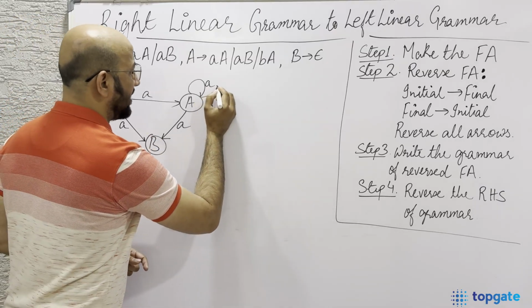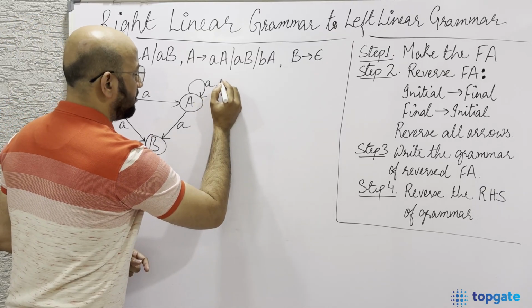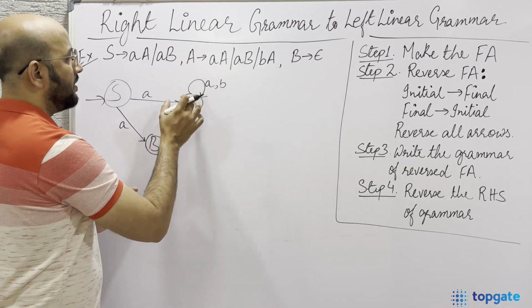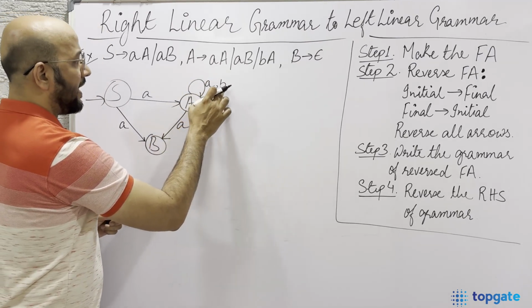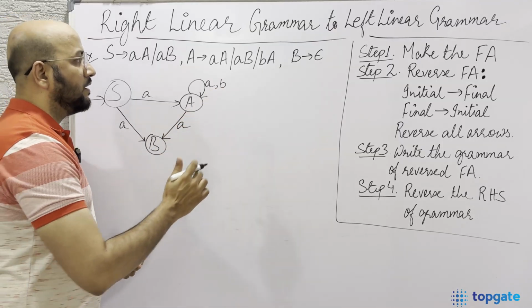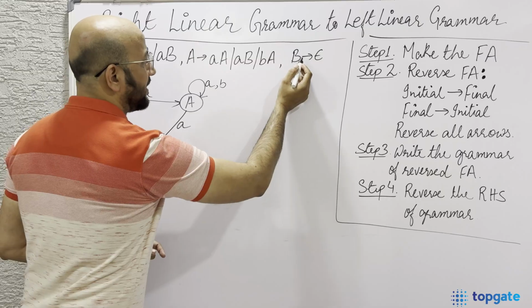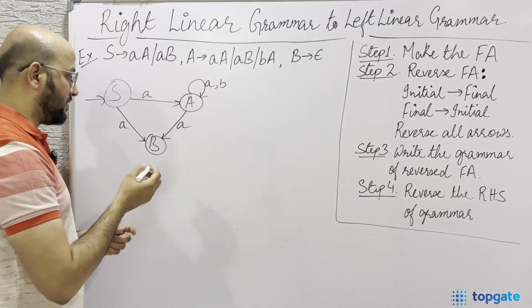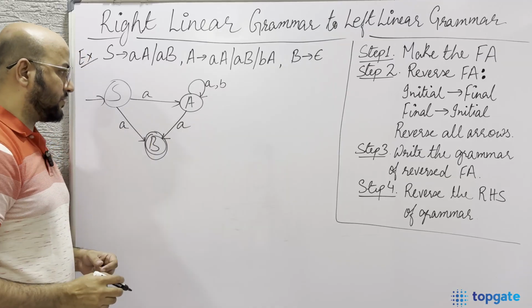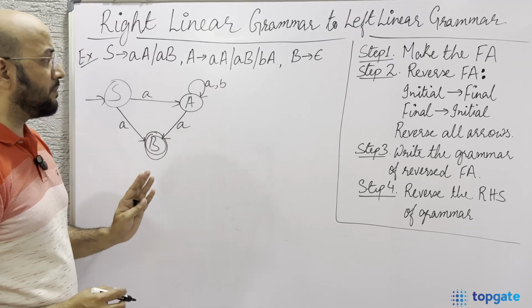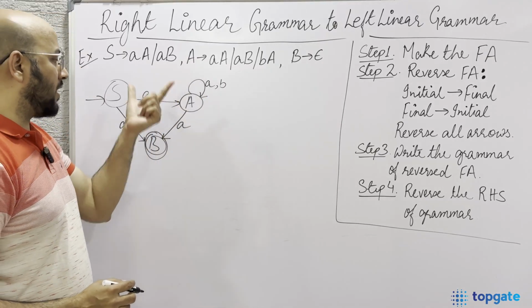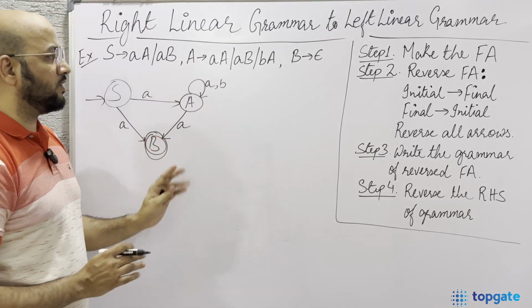That means it is a self loop. So I'll just add B here with a comma. Clear? So that means from A, this is a self loop for A and B, and with A you can move on to the B state. Clear? Now let's move on to B. B says B tends to epsilon. That means B is a final state. So I'll simply mark this as a final state. Clear? So now step 1 is complete. Step 1, we have to make the finite automata of this particular grammar. So we have made the FA for this particular grammar.